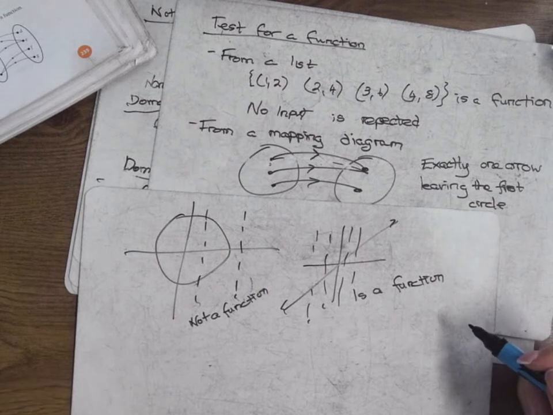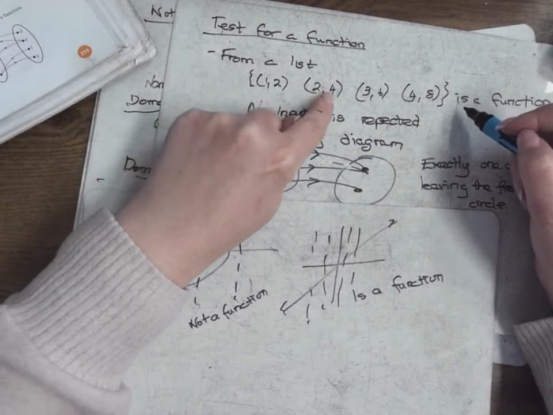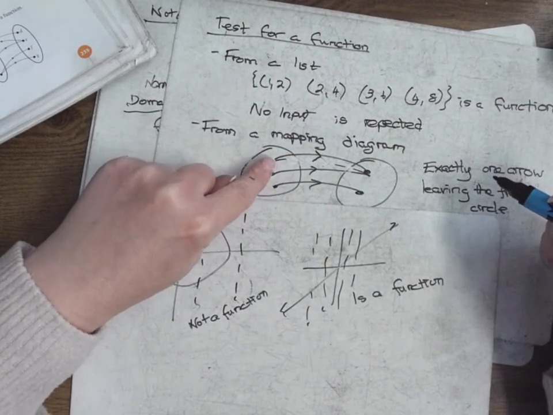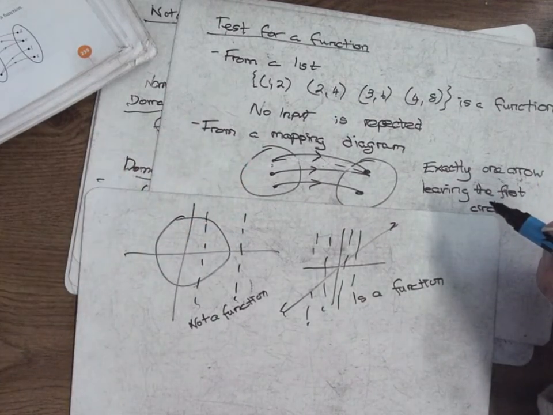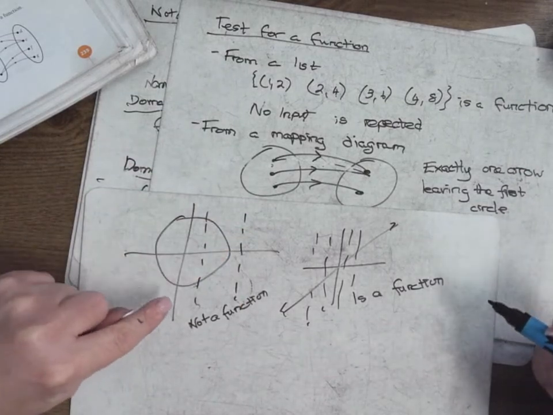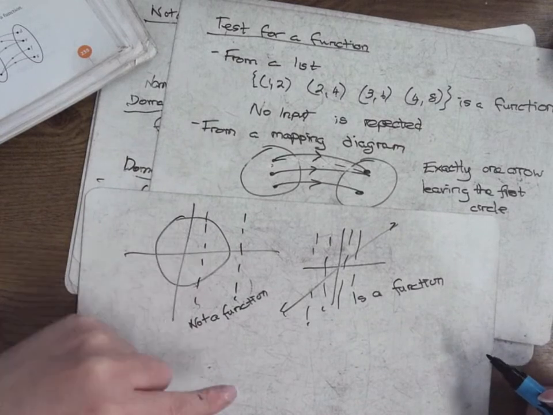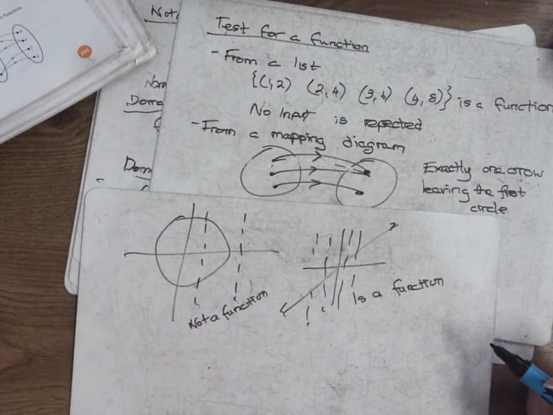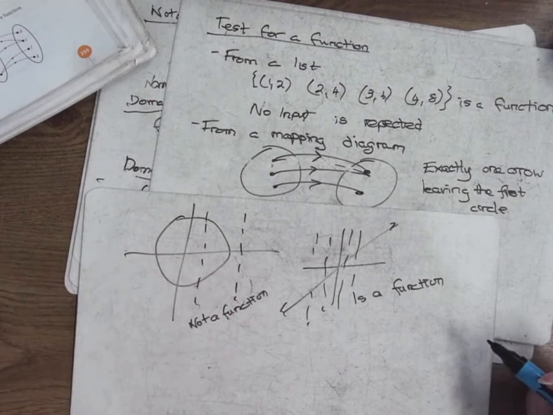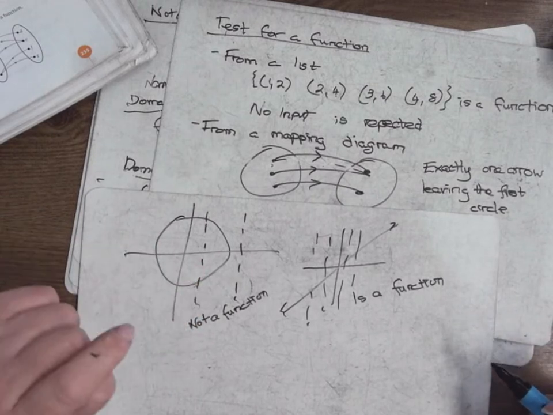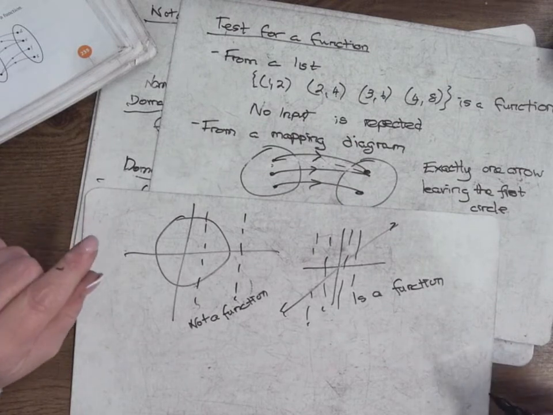Does that make sense to everyone? Okay, so that's how you tell something is a function. From a list, you look at the first numbers and see how they repeat. From a mapping diagram, you have exactly one arrow leaving each of the first circles, so not two, not zero. And from a graph, you use the vertical line test, and it must hit the graph exactly once. If it hits it twice, as it did here, it's not a function. If you can draw a vertical line that never hits the graph, that's also not a function. Okay, are we good?